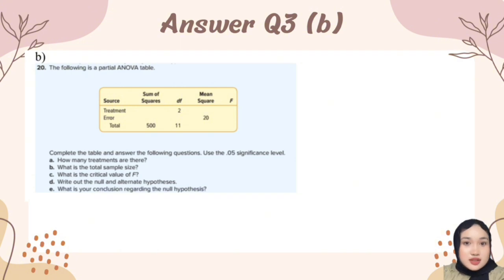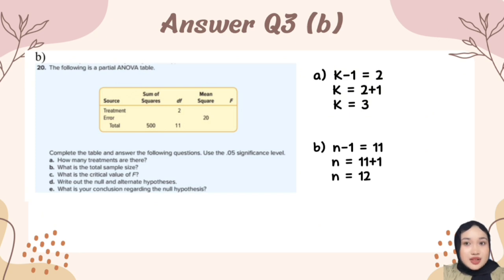So for my answer, this is how I do it. We look at the table. Degrees of freedom for treatments is 2, and the formula to find the df for treatments is K minus 1. K is what we want to find, so K minus 1 equals 2, and the answer we got is 3. Next question: what is the total sample size? Total sample size indicates the N value. Look at the table. Our total degrees of freedom is 11. The formula for total degrees of freedom is n minus 1. N is what we want to find, so n minus 1 equals 11, and the answer we got is 12.